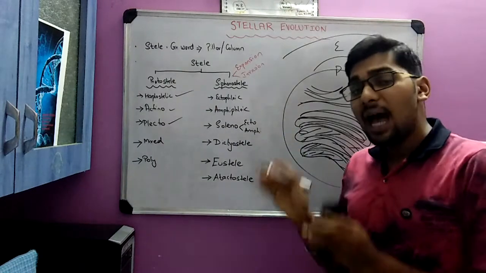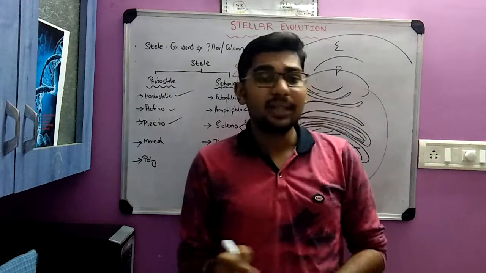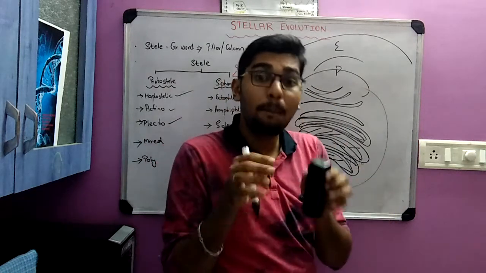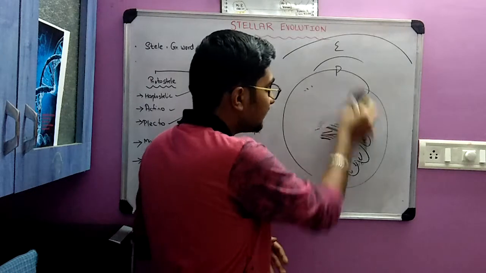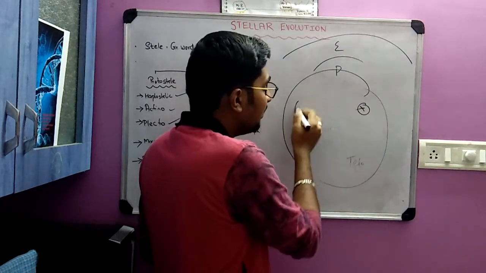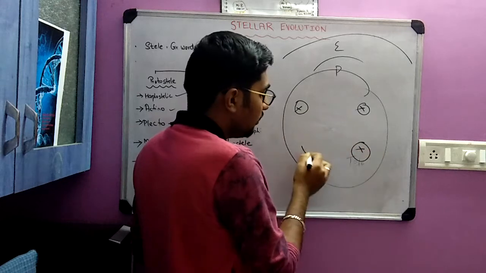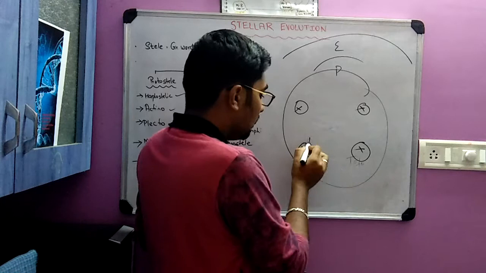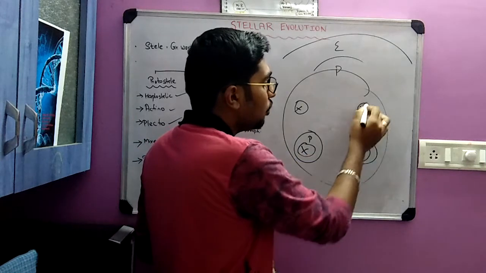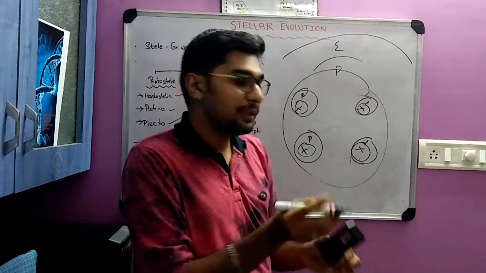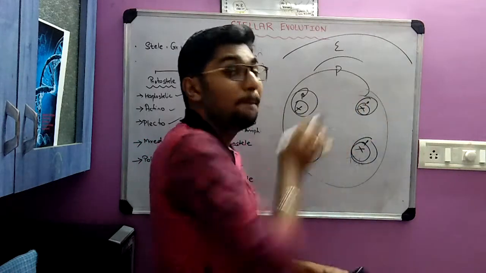Mixed protostele. Under mixed protostele, what happens? The plates get broken down and they are scattered into bits. So here there will be xylem, here there will be xylem, here there will be xylem. So these are all the broken bits of the plates, surrounding which the phloem is present. So xylem, surrounding which the phloem is present, they are broken down into bits.